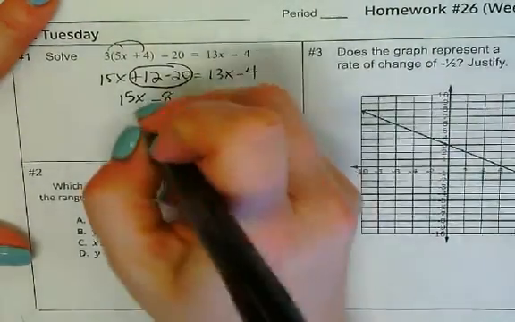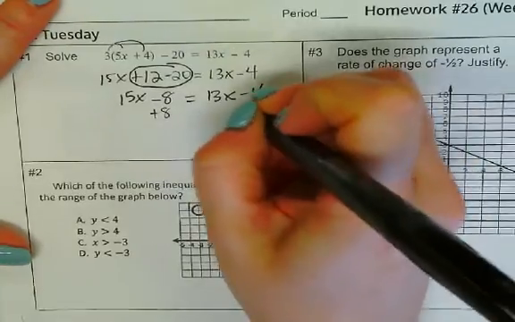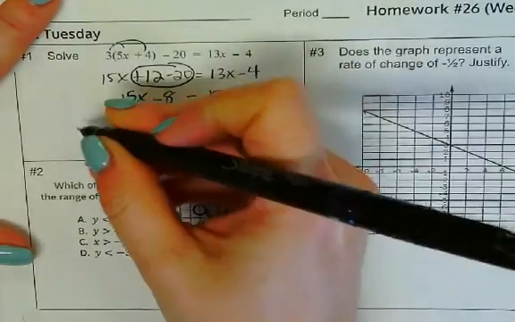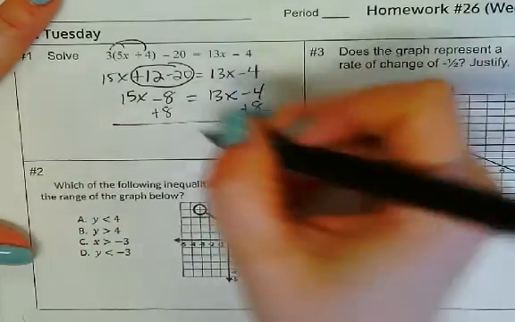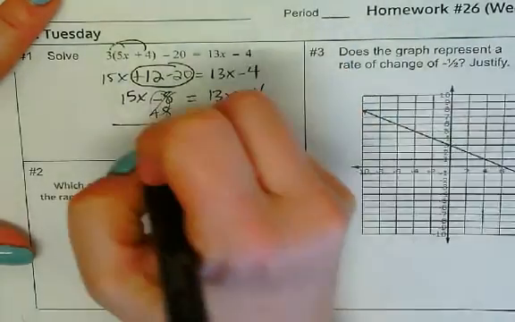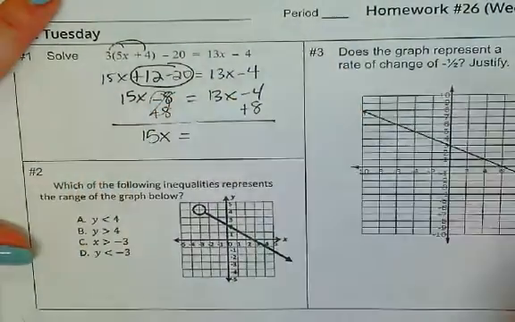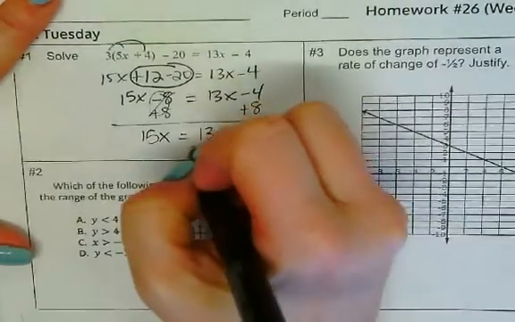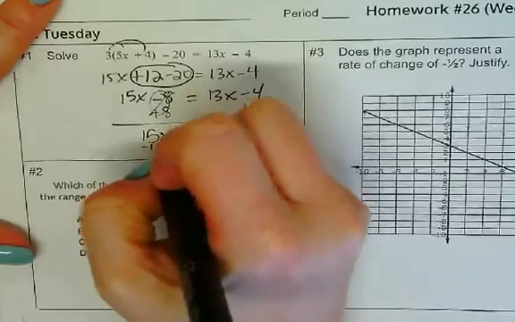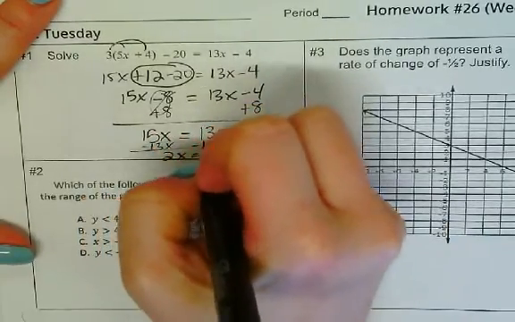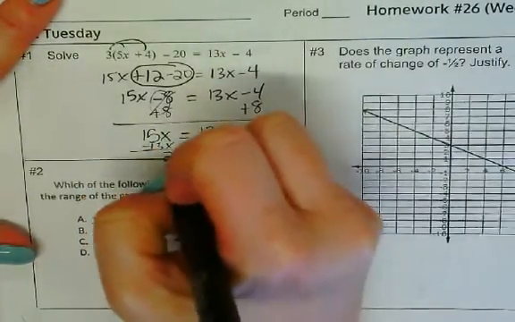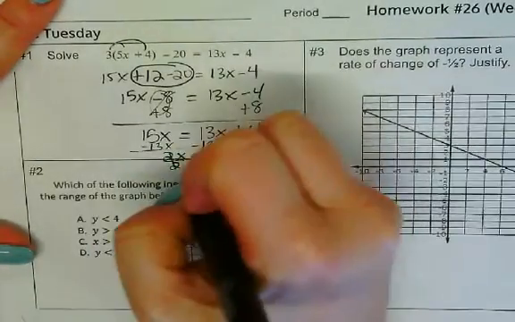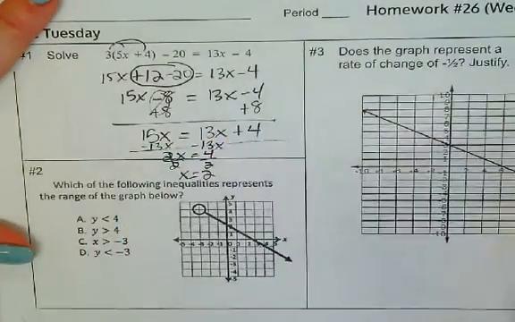Then inverse operations. So that's when you do the opposite. I like to move numbers to the right and letters to the left, but you can do the other way if you want to. So that leaves us with 15x equals 13x plus 4. Then I'm going to move my x's over to the left, and I get 2x equals 4. Then I'm going to divide by 2, and x equals 2.